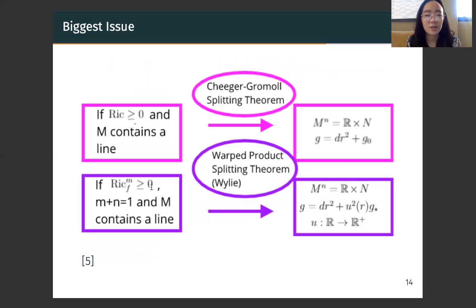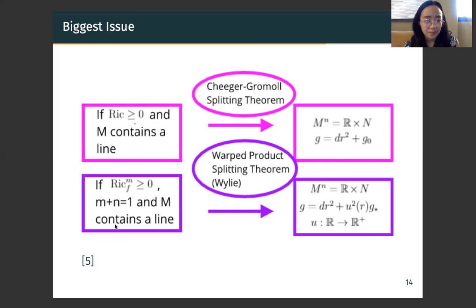Okay, so what is our biggest issue with proving the Shen-Sormani theorem if Ricci f^m is non-negative and m plus n equals 1? Or the m equals 1 minus n case. So in the Shen-Sormani case, this top case, if Ricci is non-negative and if M contains a line, then by the Cheeger-Gromoll splitting theorem, M splits off an R. So M looks like R cross N, where R is the real numbers, and the metric also splits as the metric on R plus the metric on N.